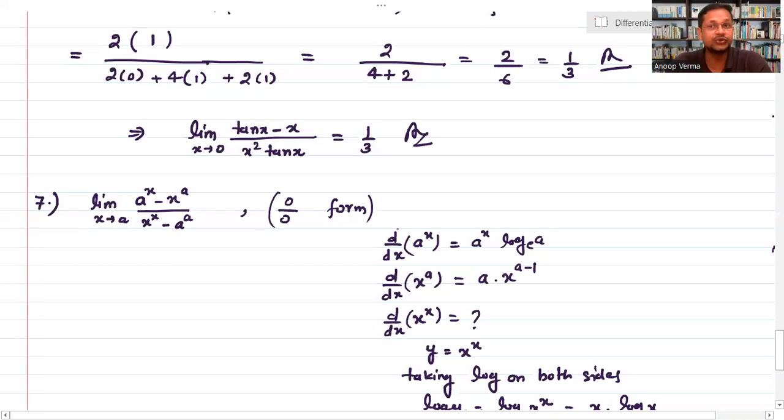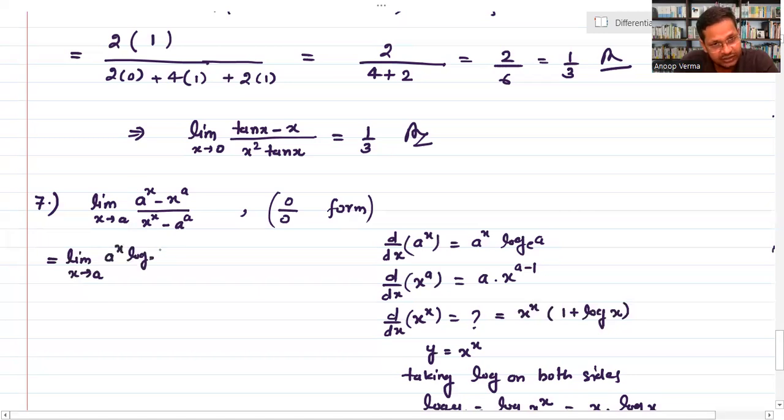But first we should know what is the derivative of x की power x. So it will be simply equal to x power x into 1 plus log x, the derivative of this x power x. Okay. So I'm going to take the derivative by applying the L'Hospital rule. So it will be limit x tending to a, and derivative of a की power x is simply, you know, a की power x to the base e log a. And minus x power a, it will be a x power a minus 1.